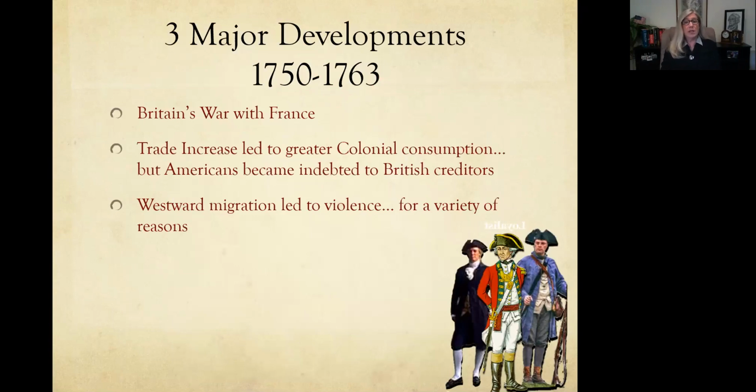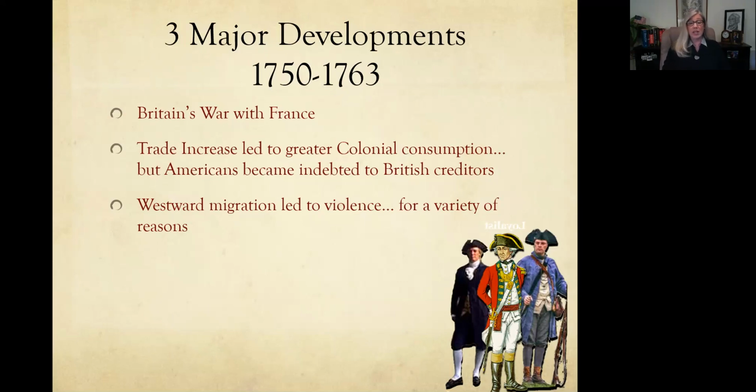Three different developments are going to really kind of fuel this fire that leads into war, which first, like I said, this conflict between Great Britain and France is ongoing. We've also got more production by the colonists themselves. They're able to produce more goods, they're selling more items, and they begin to import more finished products from England, and they're buying it on credit. So there's debt owed by the colonists to the British merchants.